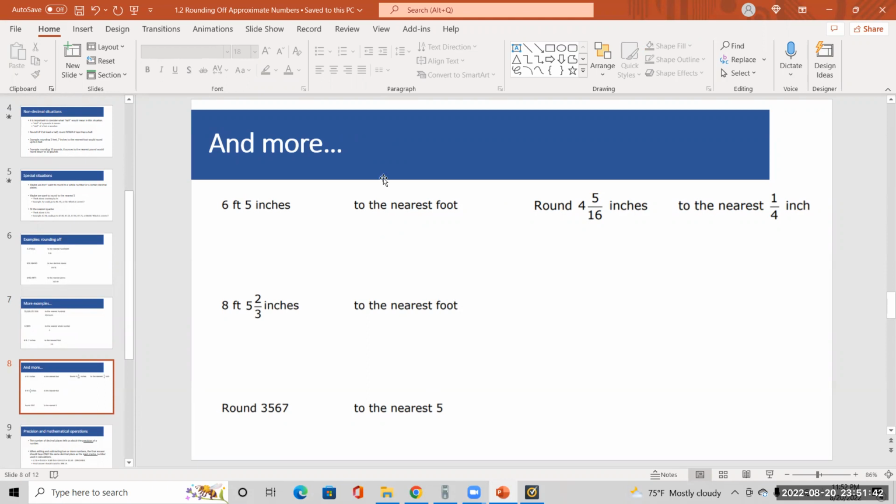If we have 6 feet 5 inches and we round to the nearest foot, even though that's a 5, that's less than 6.5, right? Because it's not base 10. So this is actually just going to round to 6 feet. If we have 8 feet 5 2/3 inches, we still are under 8.5 feet. So this is still going to be just 8 feet.